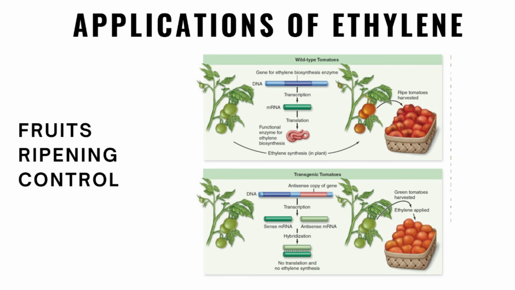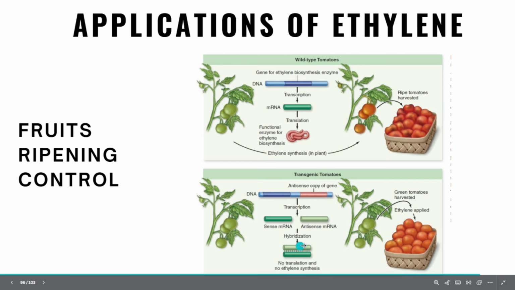So after transcription in the transgenic plant, both the sense and antisense sequence for the ethylene biosynthesis are transcribed. So they have added the antisense gene here. Once in the transcription, the sense and antisense mRNA are complementary to each other, so they will bind to each other and form double-stranded mRNA that cannot be translated. So your tomato is still not ripened at all.